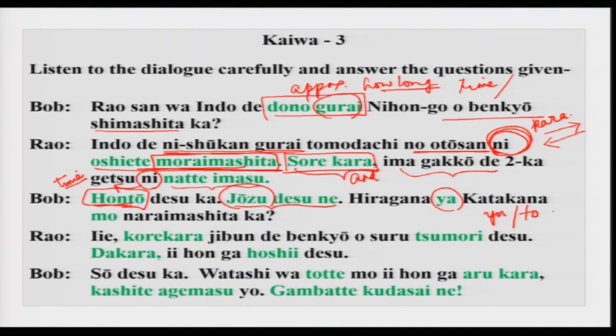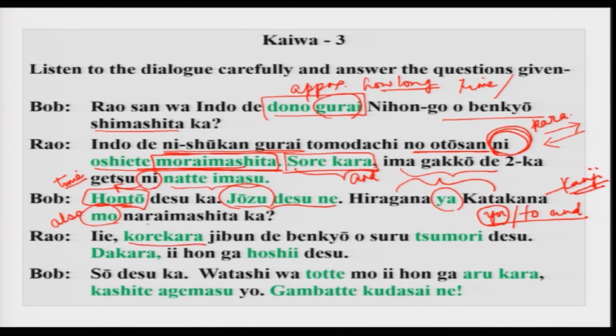to, which is and. With to, you have to list everything, as I told you earlier. A to, B to, C to, D to, all the things you have to list that are present. But with ya, you can pick up only a few and the listener automatically knows that these are the two important things besides other things. Other things are also there, but the most important two things have been taken and are mentioned. And mo over here means also. So, hiragana ya katakana mo naraimashita ka. And of course, we know that kanji is also there, but the person has just said hiragana and katakana.